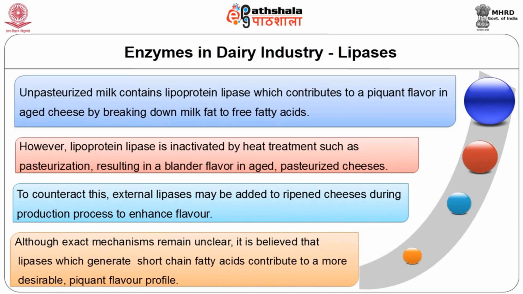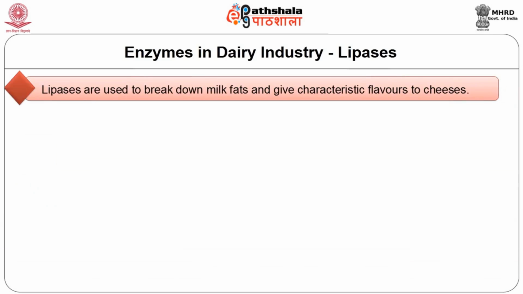Although exact mechanisms remain unclear, it is believed that lipases which generate short chain fatty acids contribute to a more desirable piquant flavor profile. Lipases are used to break down milk fats and give characteristic flavors to cheeses.